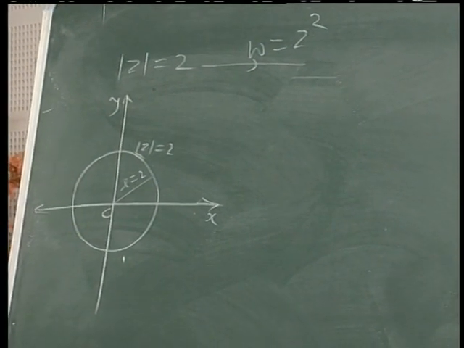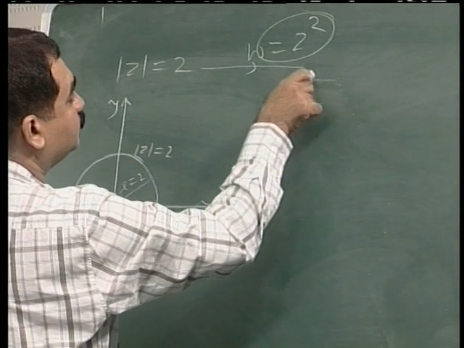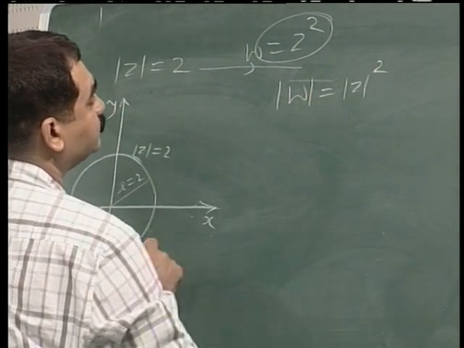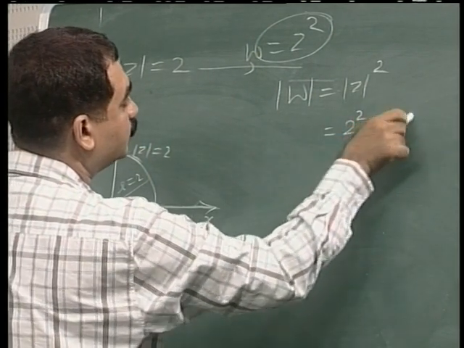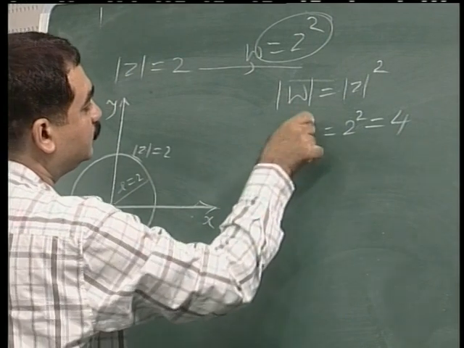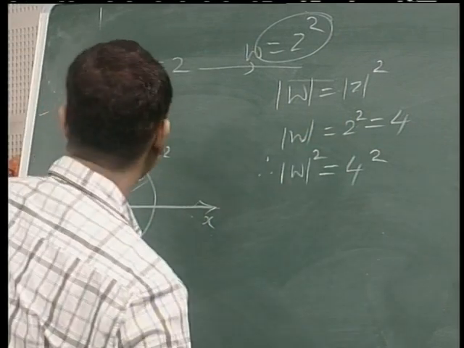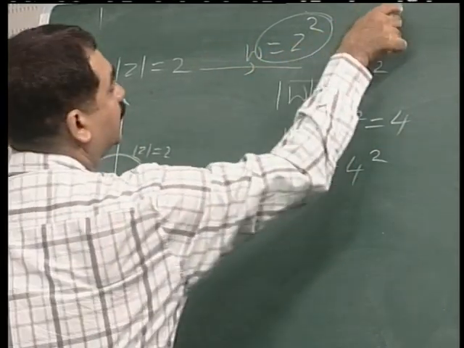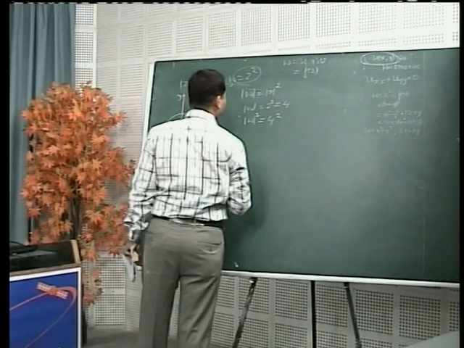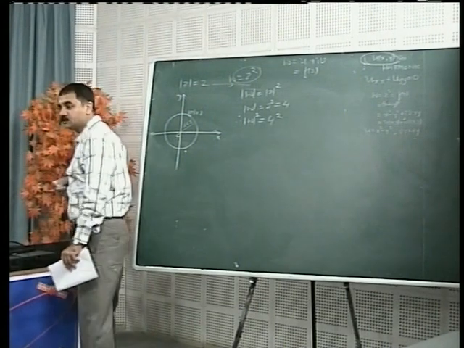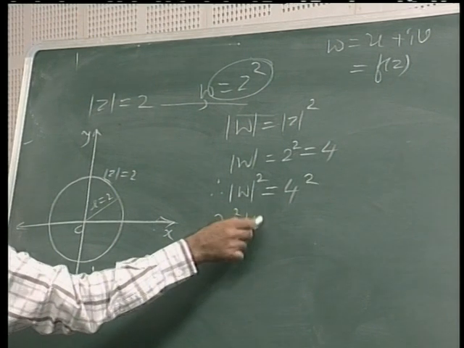First of all, we shall see this part. So W equal to z square is given. So mod W is mod z square. So mod z is 2. We have to find the image of 2. It is 2 square, so 4. And mod W is 4, and therefore mod W square is 4 square. And we know W is u plus iv. So the image, mod W square equals 4 square, that is u square plus v square equals 4 square.